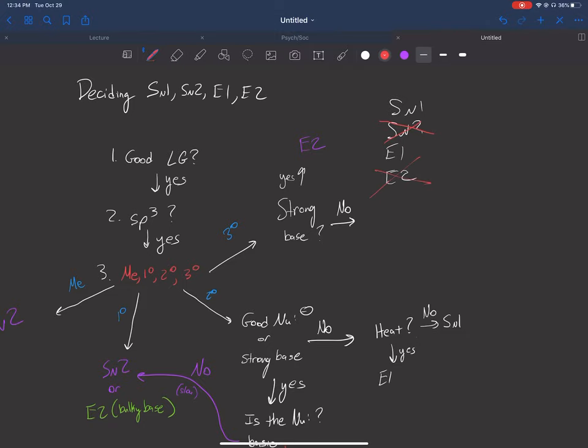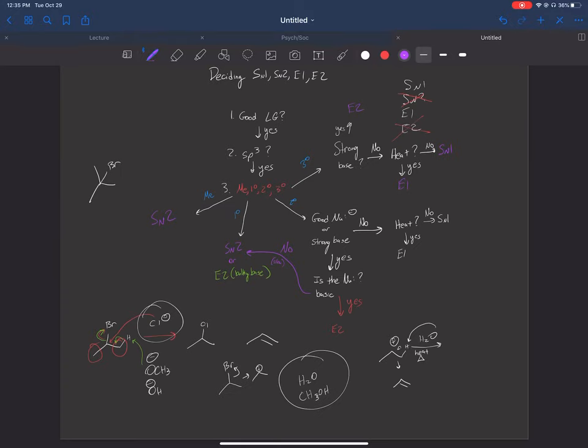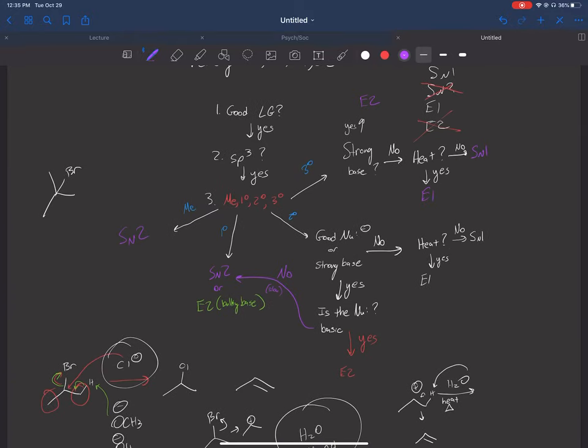Now SN1 and E1, the carbocation reactions. So how do I determine which one? Well, we said it before, right? The idea of heat favoring E1. So ask yourself, is heat being applied? If your answer is yes, then we'd favor E1. If you answer no, favor SN1. Of course, remember the rearrangements, please. Okay? And so that pretty much covers the thought process you should be going into.